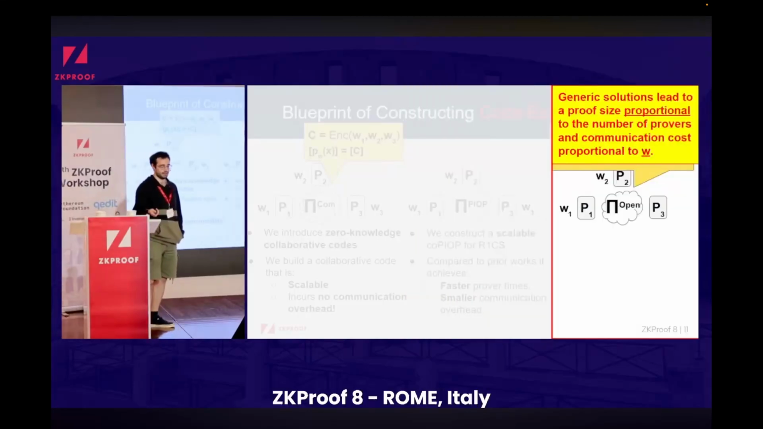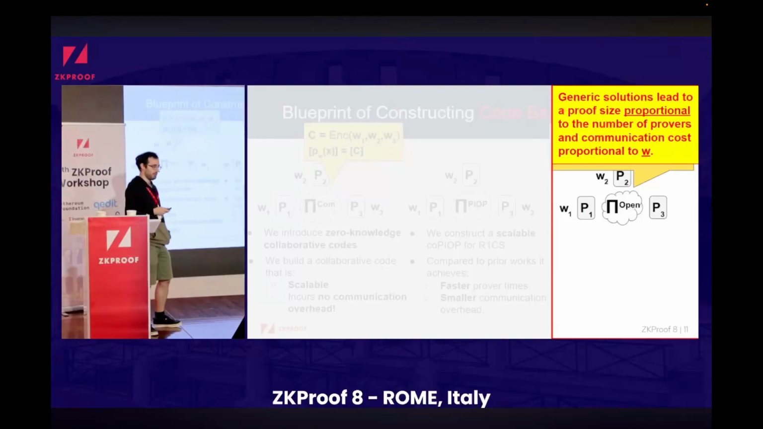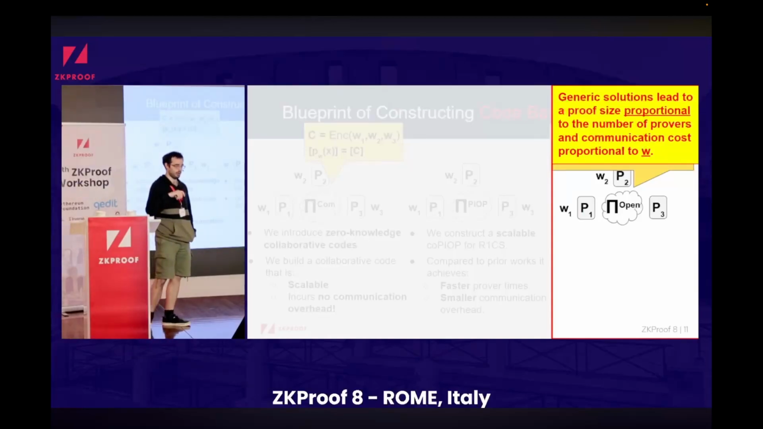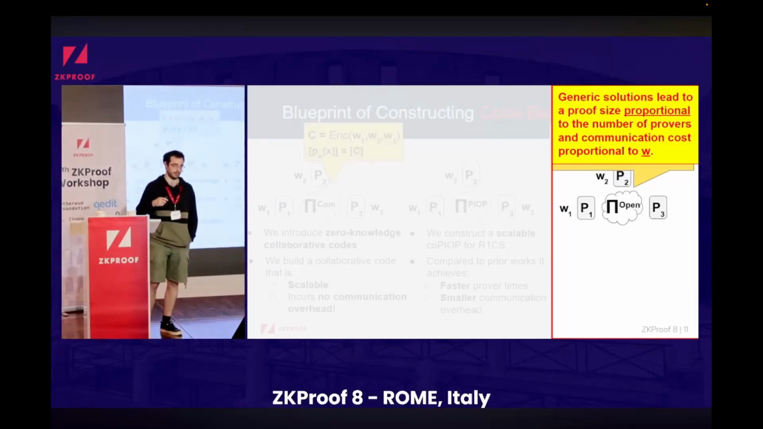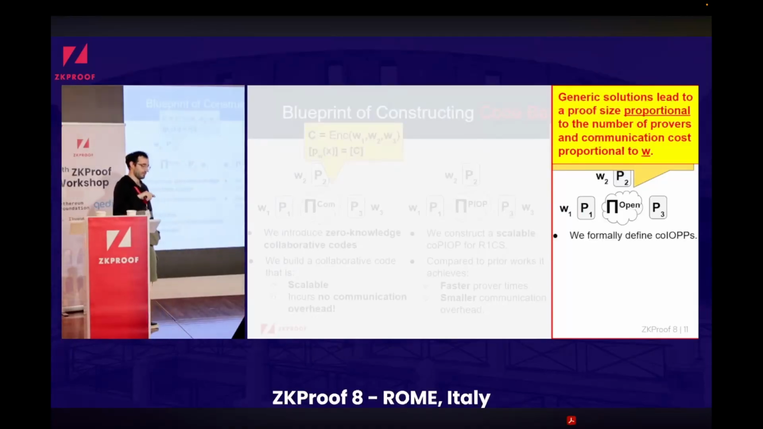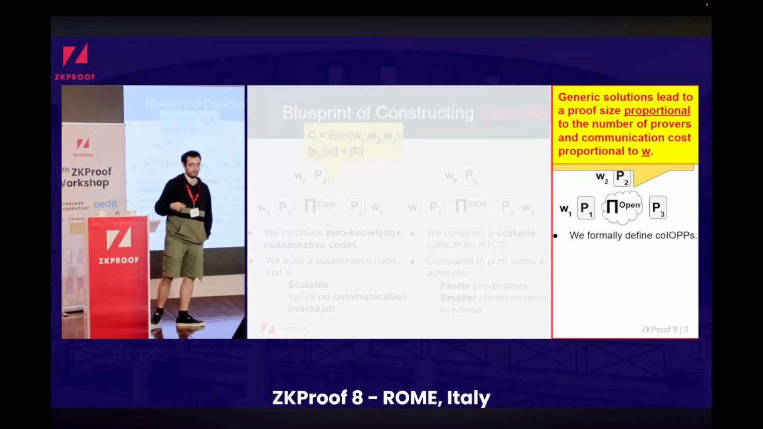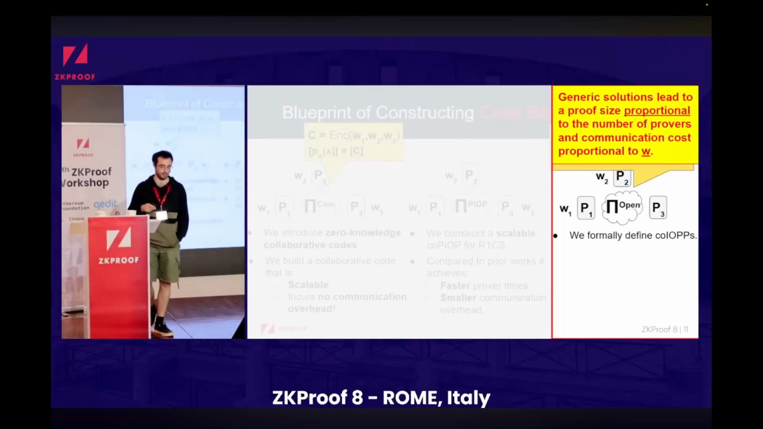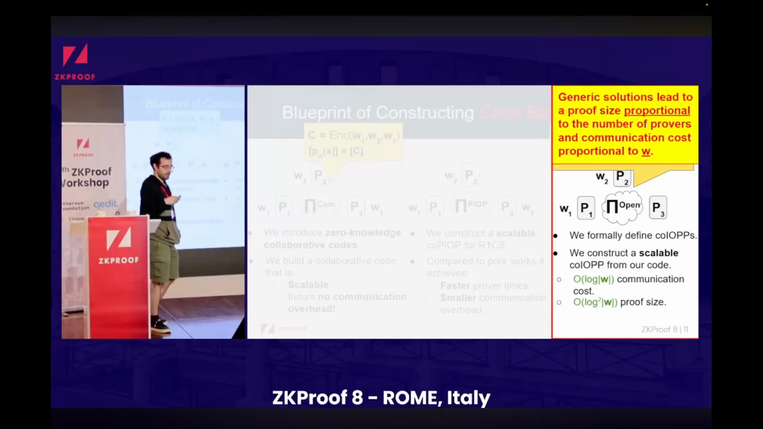And finally, regarding the collaborative IOP, while we know that some collaborative IOPs already exist, unfortunately they have large proof size, which is proportional to the number of provers, and also the total communication cost is again proportional to the entire witness size. In this work, we formally define co-IOPs, and in fact show how to make them non-interactive using the BCS transformation, but adapted in the collaborative setting. And then we construct a scalable co-IOP from our code that has logarithmic communication cost and also polylogarithmic proof size.